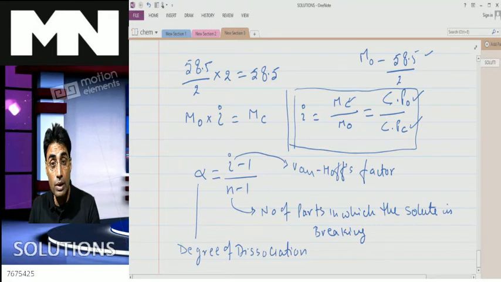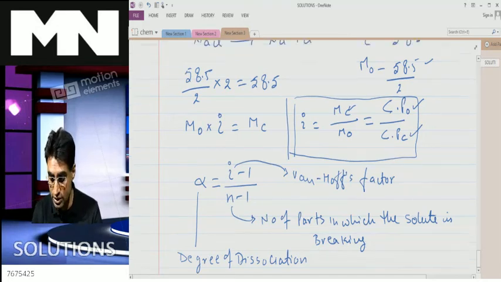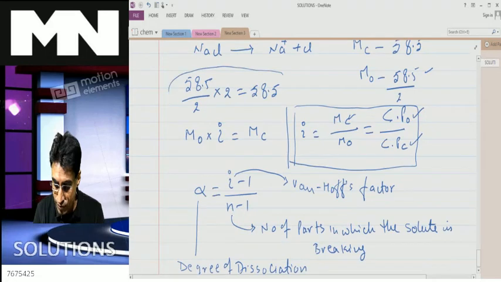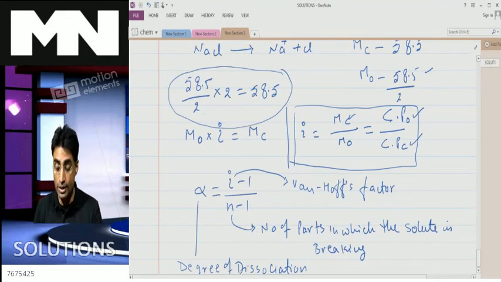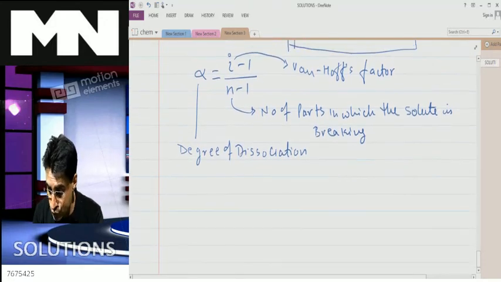Now we'll move ahead. If you calculate Van 't Hoff's factor, and then multiply a colligative property by the Van 't Hoff factor, you will get the correct molar mass. As I told you, in this case also, if you multiply the observed molar mass by Van 't Hoff factor, you will get the correct molar mass.